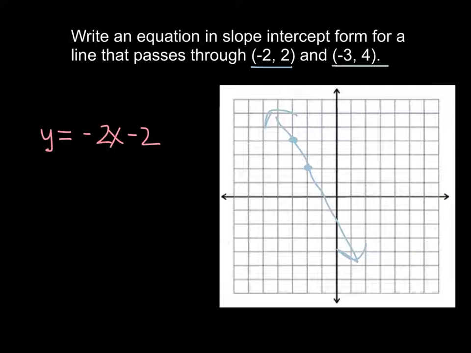I could also graph this equation that we just figured out. The negative 2 is the y-intercept, so I'd start at negative 2 on the y-axis, and then the slope is negative 2 over 1. So I count down 2, right 1, and when I draw on the line, you'll notice it's actually the exact same line. So it does not matter which way you choose to graph.